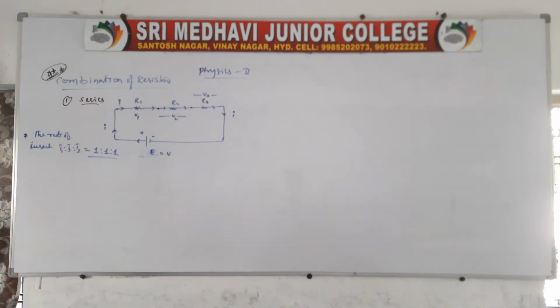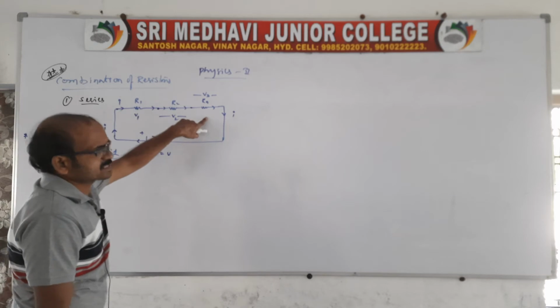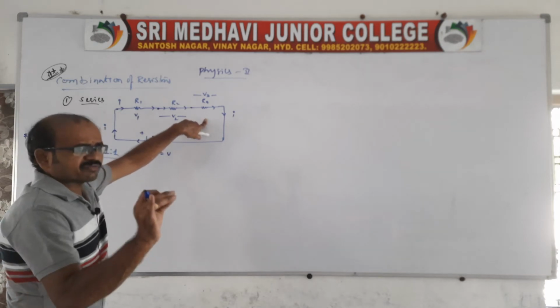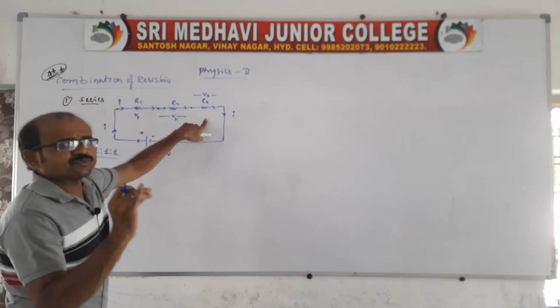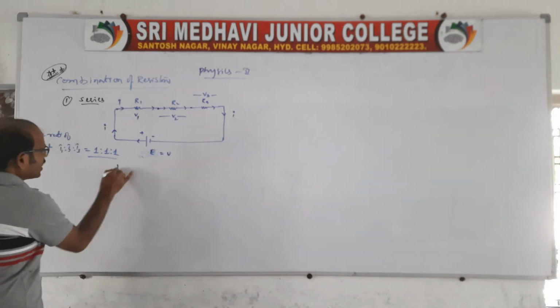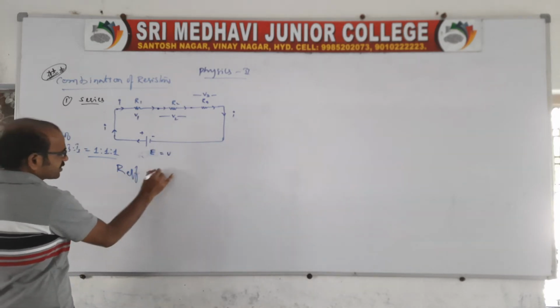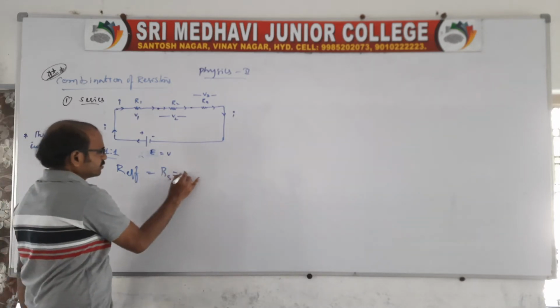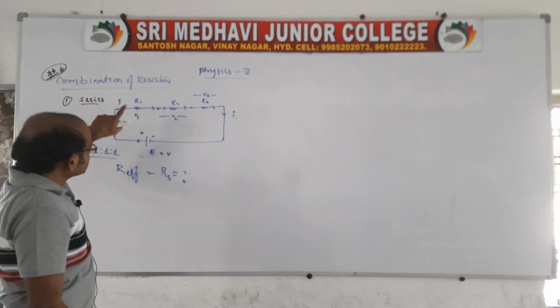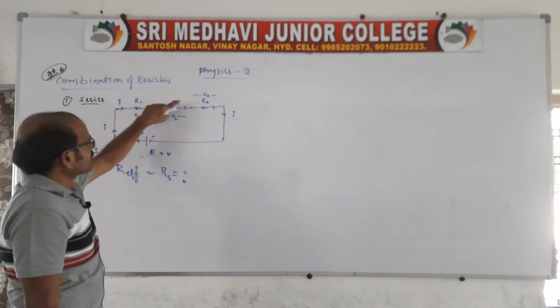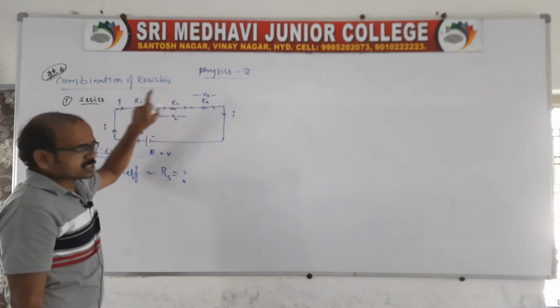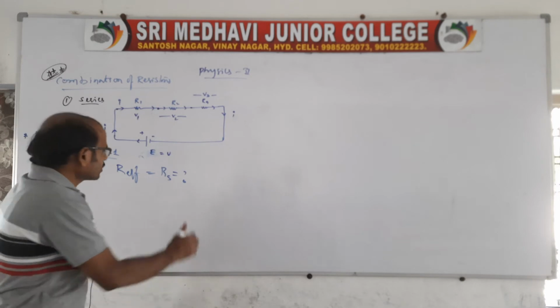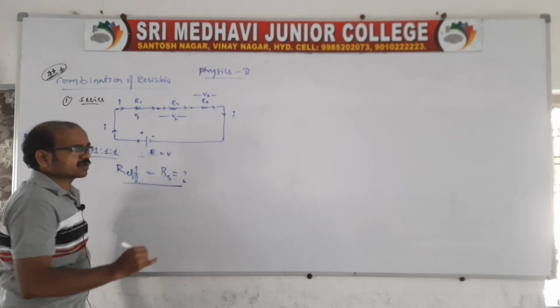We need to find the effective resistance in the case of a series combination. Here we have to find the effective resistance, that is R effective, or RS, in the series combination. The individual resistors have resistances R1, R2, R3. By using the series combination, we need to get the effective, or total, resistance of the combination.